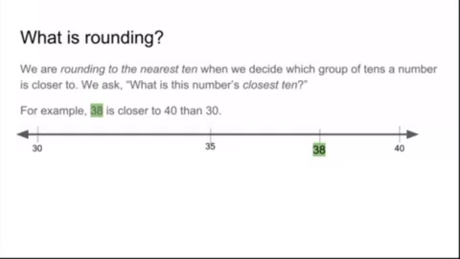Once we see where 38 goes, we can really see that it is definitely closer to 40 than it is to 30. We can use our math knowledge to say, well, it's only 2 away from 40, but it's 8 away from 30. Definitely closer to 40. So you would say 38 rounds to 40. Okay, you could also say 38 rounded to the nearest 10 is 40. Or you could say 38's closest 10 is 40.